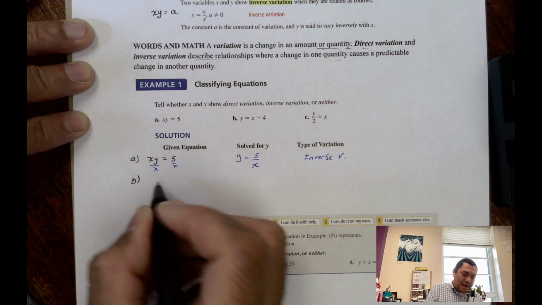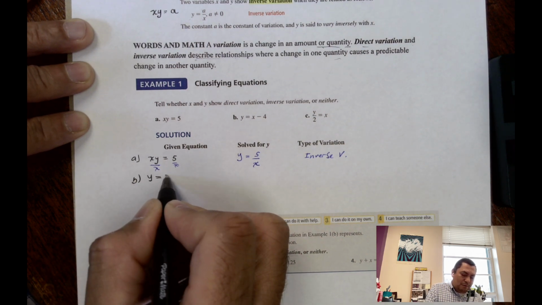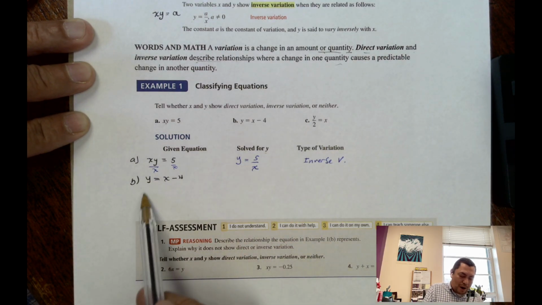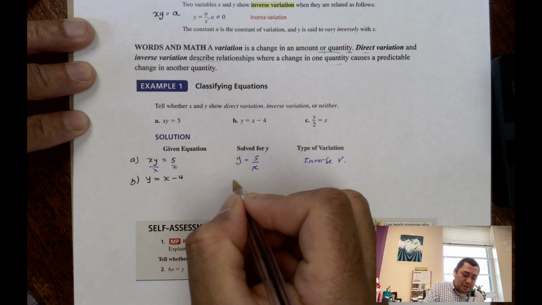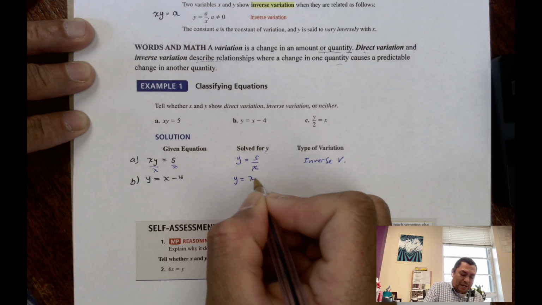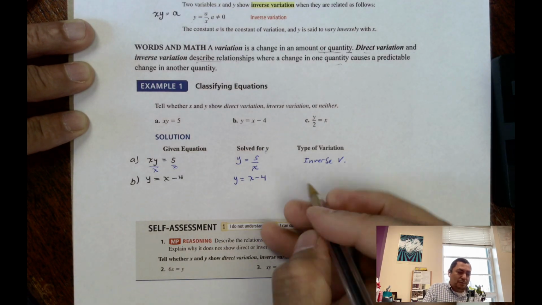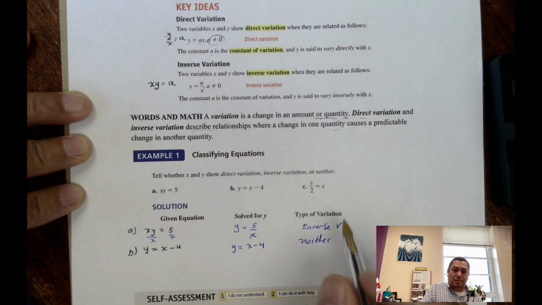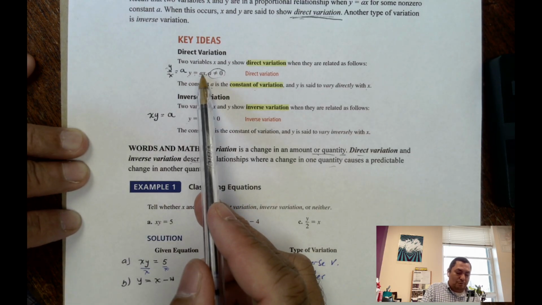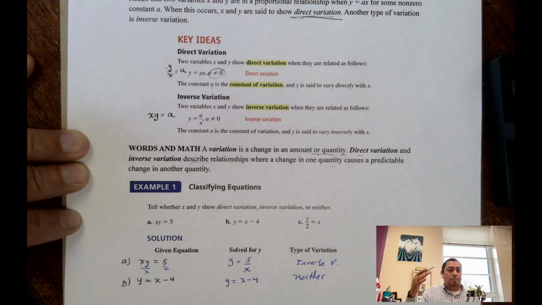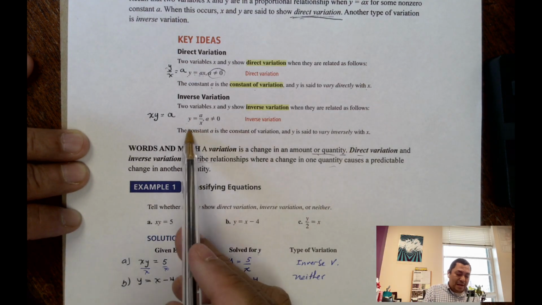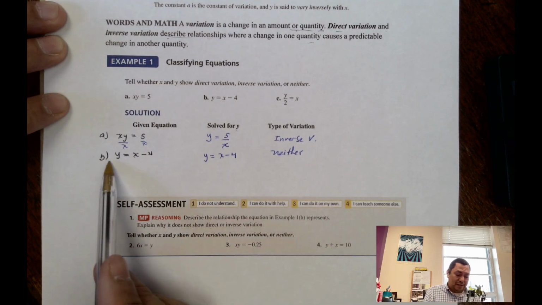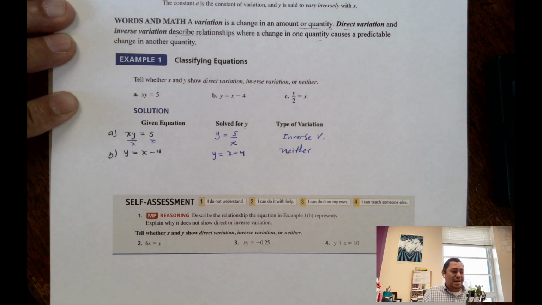Now which one is b? For b, I have y equals x minus 4. Solve for y, still the same. So y is equal to x minus 4. This one is neither. Neither, because remember that the variations are y equals a times x, not plus something or minus something, and y equals a over x, not plus something or minus something. So b in this case is neither.